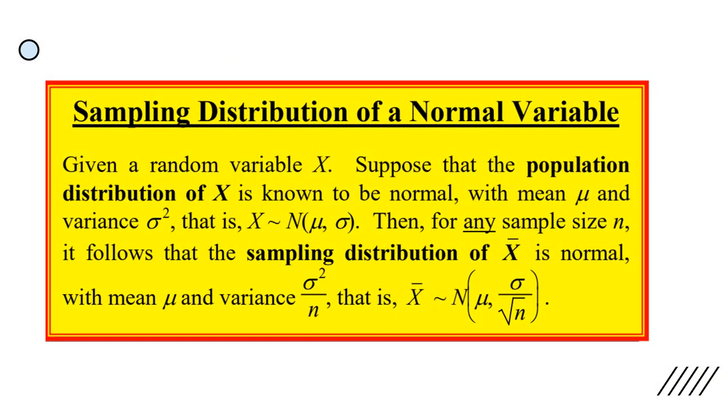What if a sampling distribution is obtained from a population where that population is originally normal with mean mu, standard deviation sigma? If the population itself is normal, then regardless of the size, we need not worry about the size. The sampling distribution will automatically be normal with mean mu, standard deviation sigma by square root of n.